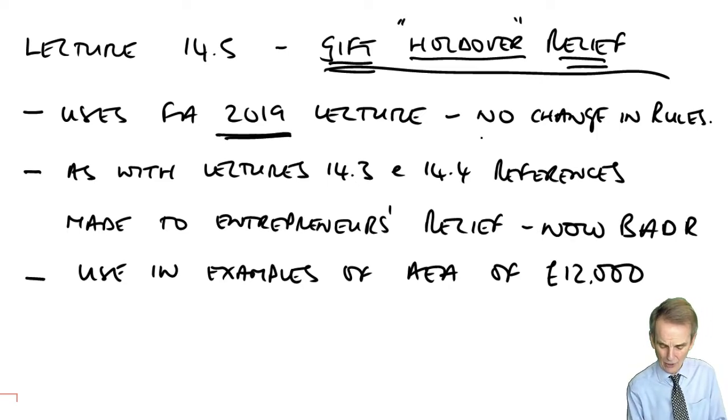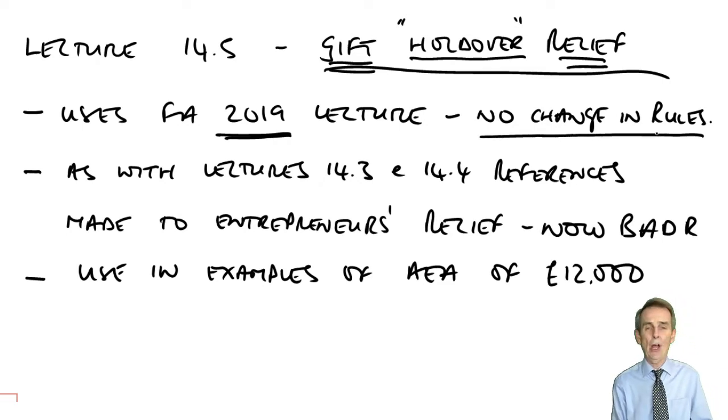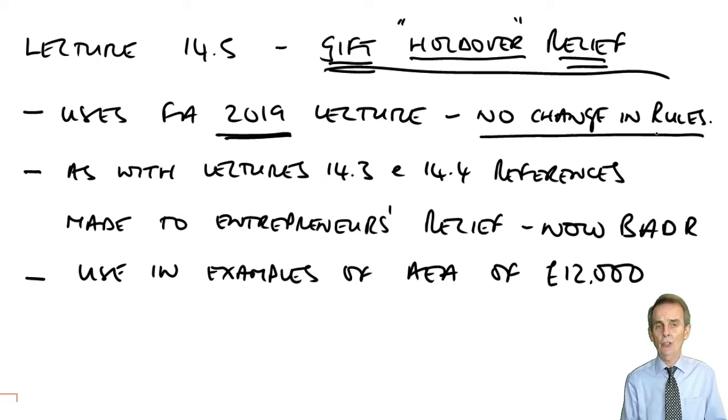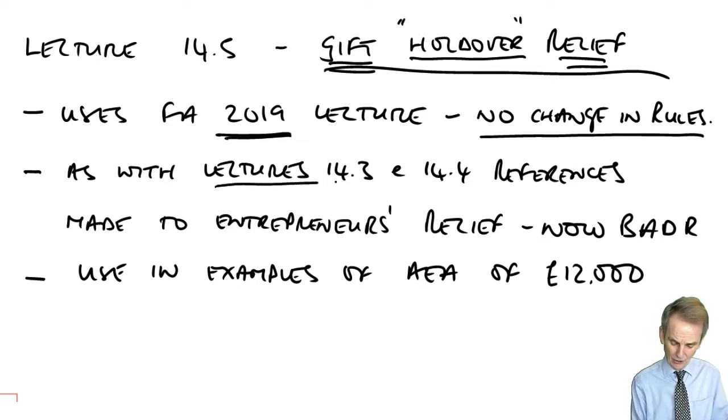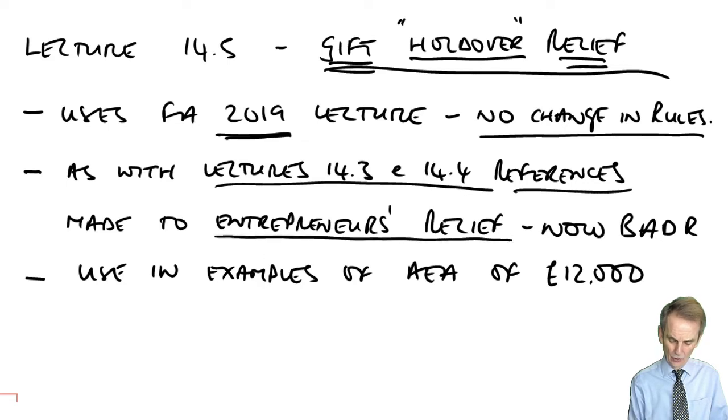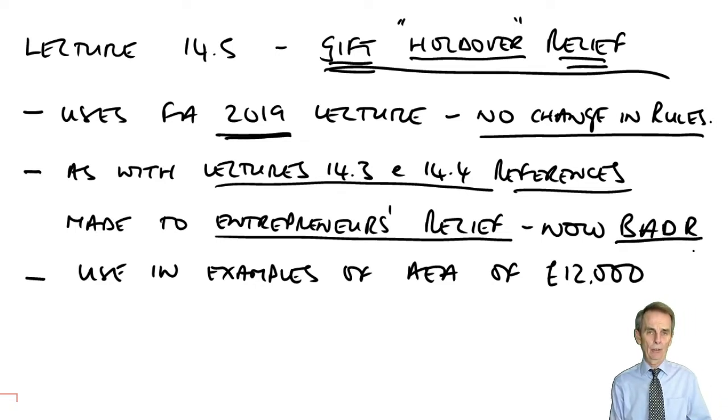why? Because there are no changes in the rules that are applied as regards the qualifying conditions and how the relief is applied. But one change we do have here is yet again one of terminology. It's a situation that we're used to from what we saw in the previous two lectures when dealing with rollover relief. Because as with those lectures, references will be made to entrepreneur's relief, which we now, of course, know as business asset disposal relief.